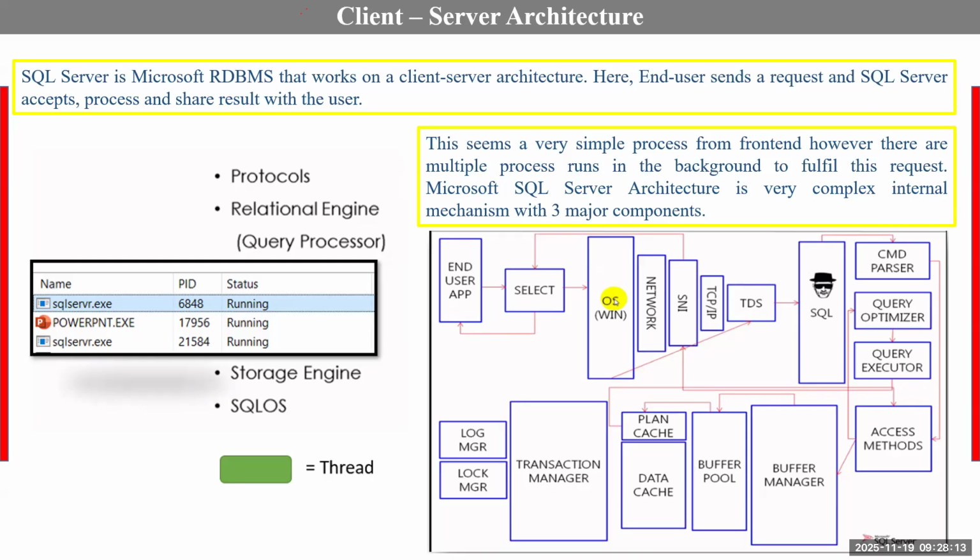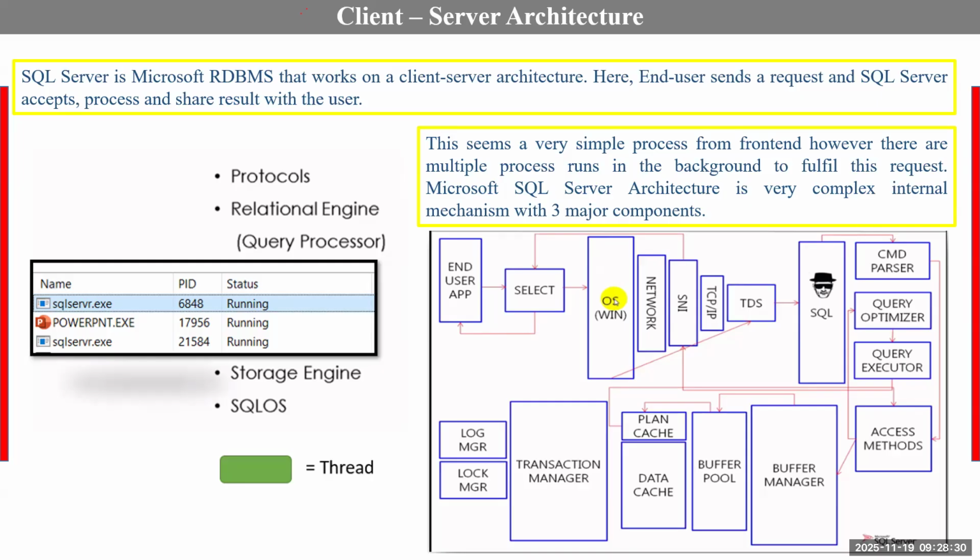In the Relational Engine, we have sub components like the command parser, query optimizer, and query executor. First, the command parser will check the syntax, then do the semantic checks, bind the request and prepare the query tree. Then it will go to the plan cache and verify whether any plan is available. If not, it will go to the optimizer.